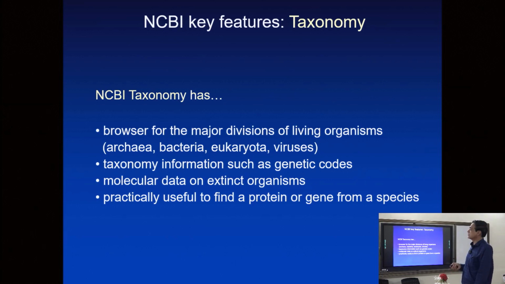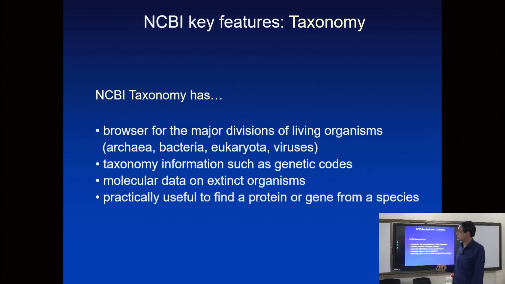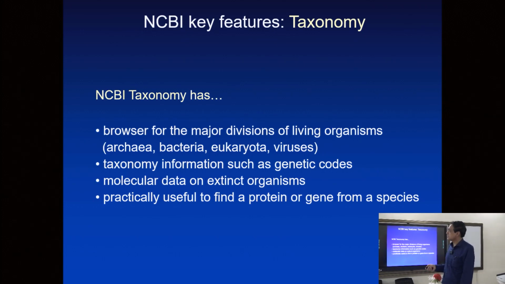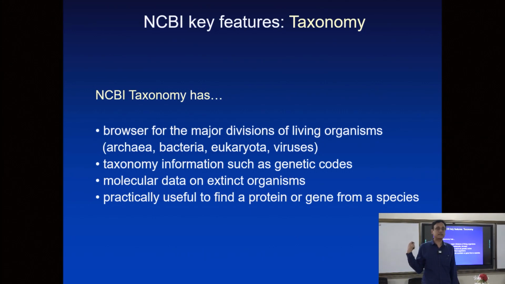Okay, so NCBI Taxonomy, which I just mentioned, is a browser for the major divisions of living organisms, the domains of life: archaea, bacteria, eukarya, and viruses that are at the borderline of living and non-living organisms. Okay, so you can include viruses, that's no problem. And then NCBI Taxonomy also provides information regarding genetic codes, which I will discuss in a moment. Okay, standard genetic code and alternative genetic codes.